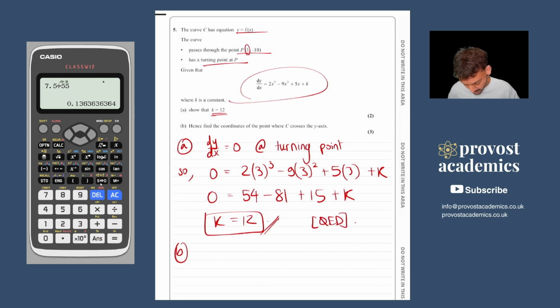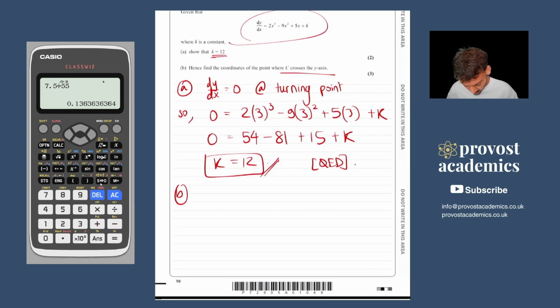Let's not forget that. Hence, find the coordinates of the point where C crosses the y-axis. If they're asking you to find the y-axis value, and we were given the derivative, that's a hint that they're asking you to integrate and find the function. Another hint that this is an integration question is that they've given you the point. Since this is an indefinite integral, there will be a constant of integration, and you can sub in the point given in the question to find the constant. So those are the two big hints.